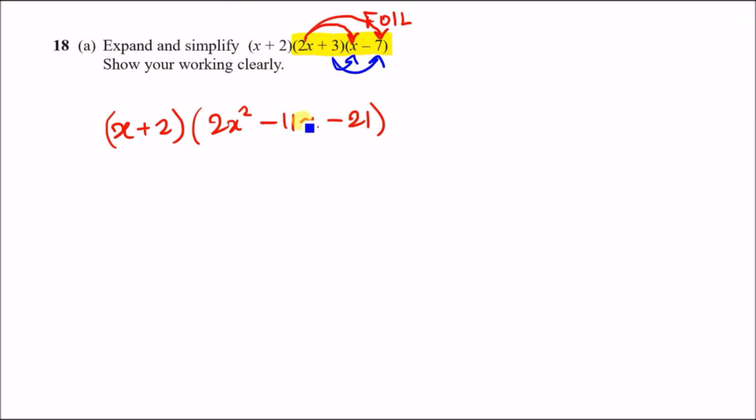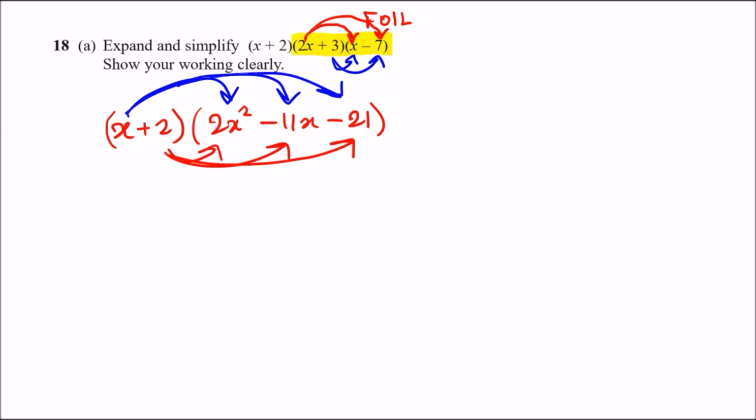Now what we want to do next is repeat the FOIL method, but this time with the linear term and the quadratic term. Put your arrows: x times 2x squared, then -11x, and then times -21. Then repeat the process with 2. My advice is, when you multiply out, line it up nicely. So x times all of these first terms, you get 2x cubed, then -11x squared, and -21x.